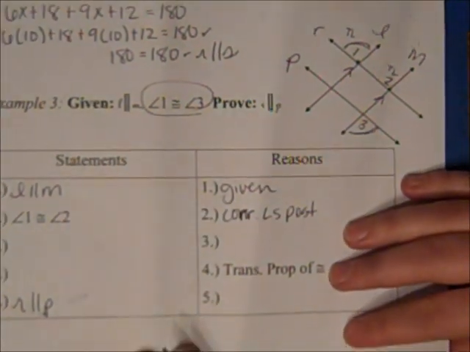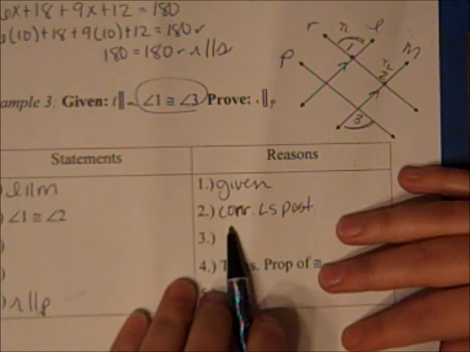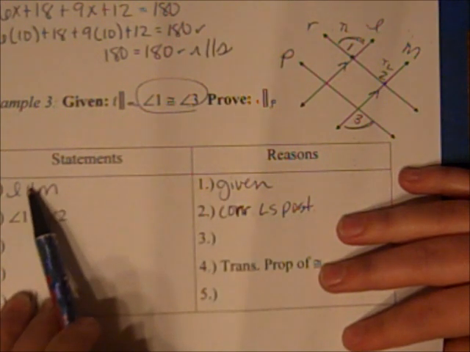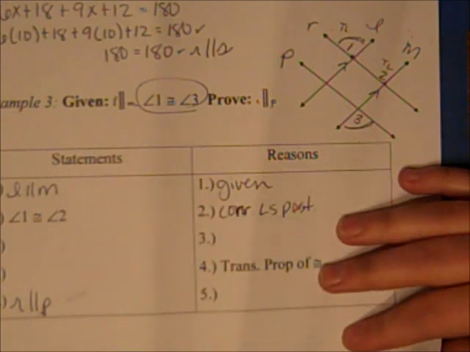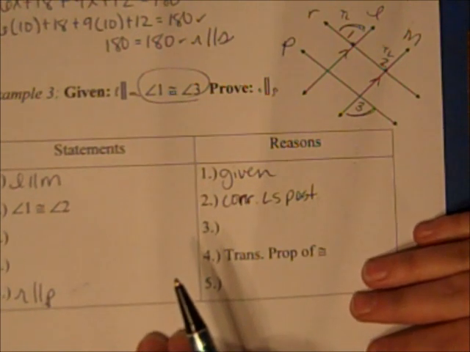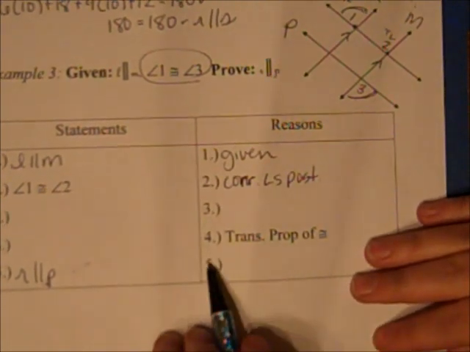Now, how come that's not the converse? Well, it's not the converse because I started with lines and I'm ending with angles. So that's the normal way. So I don't use the converse there, I use the normal one. Now, I'm kind of stuck here.